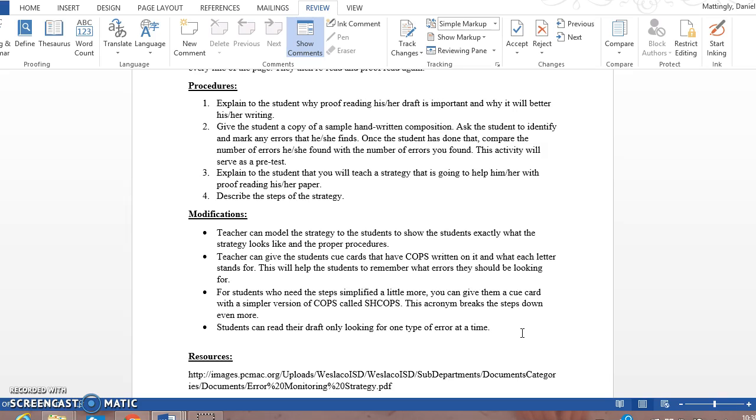I also found that teachers can give the students cue cards that have COPS written on it and what each letter stands for. So if you give the students these cue cards, it'll help the students to remember what errors they should be looking for.